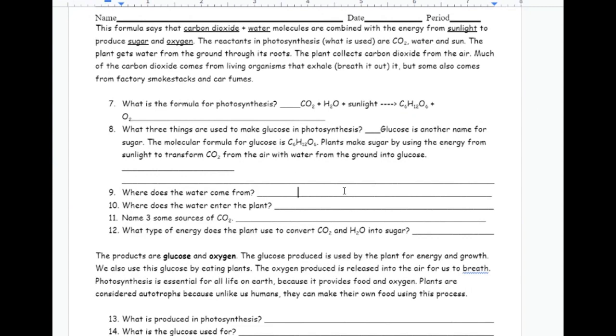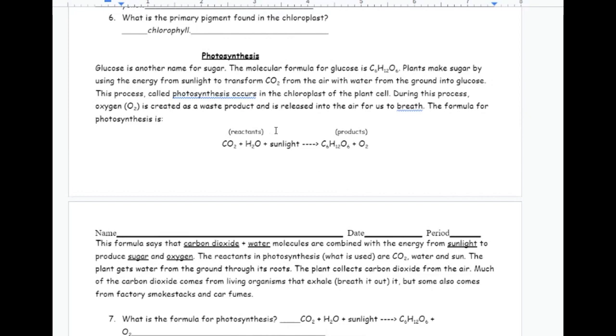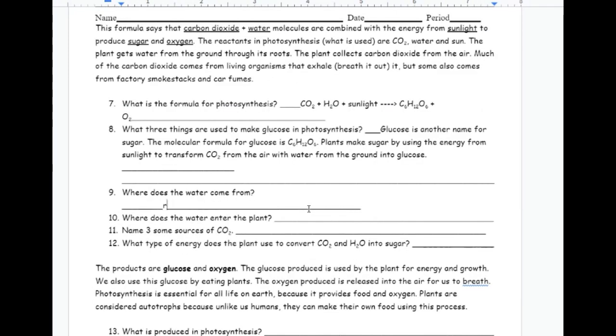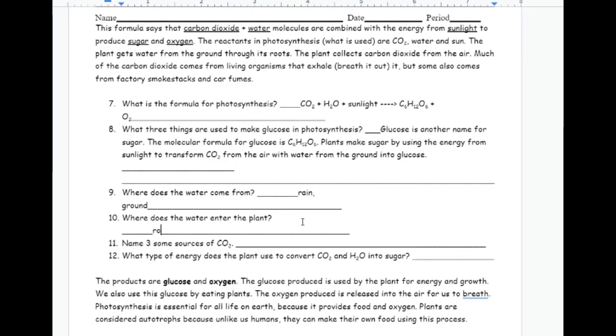Where does water come from? Where does it usually come from? Rain. Let's just think about these things. Rain, comma, where else does it come from? The ground. It gets absorbed. Where does the water enter the plant? It's something called roots. I don't know whether it says it or it doesn't, but that's what it does. Name three sources of carbon dioxide.